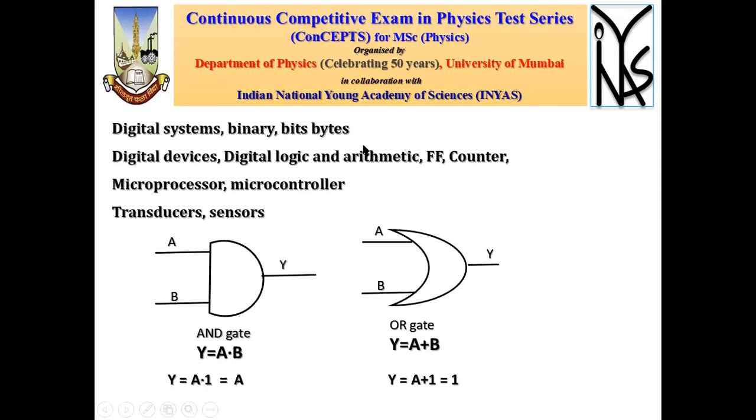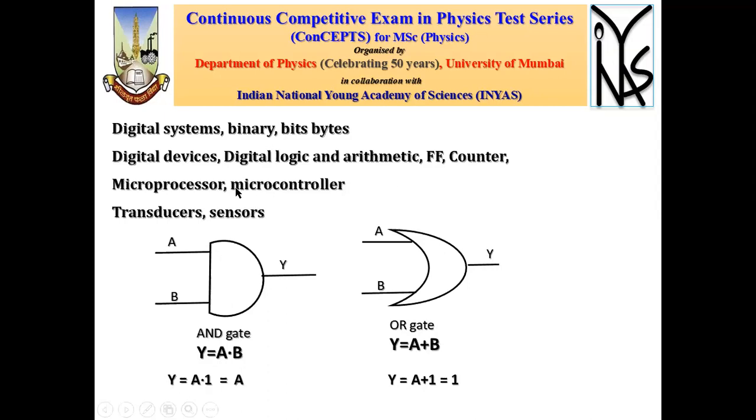Also the mathematics of the binary system, like 1 plus 1 is 0, 1 plus 0 is 1, 0 plus 0 is 0, and subtraction, how it is carried out. So 1 plus 1 is 0, and 1 is carried forward. These kinds of things we have to practice, and then the question can be asked.